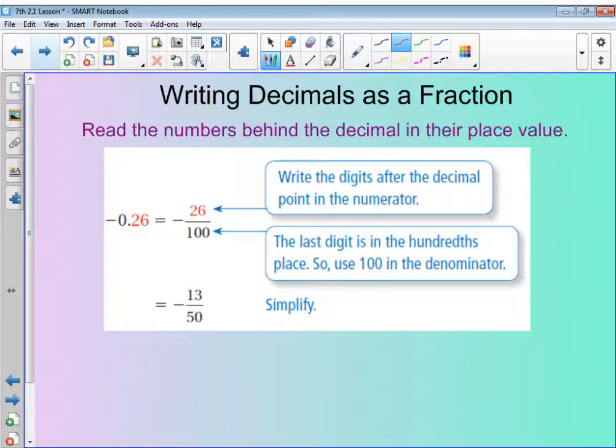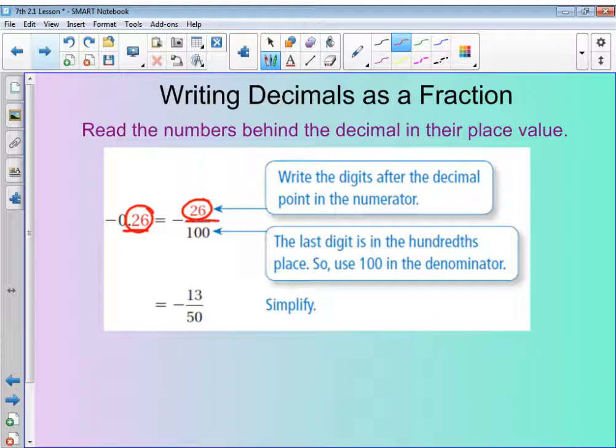this concept. Okay, so the first step we're going to do is when I look at this negative 0.26, which I would read as 26 hundredths. And those of you that can read this decimal number, well, you're really saying the fraction anyway. Okay, but let's say you weren't good at reading it with the place value, and all you could say is that's negative 0.26. You're going to take this number that's behind the decimal, and you're going to write it as the top number.